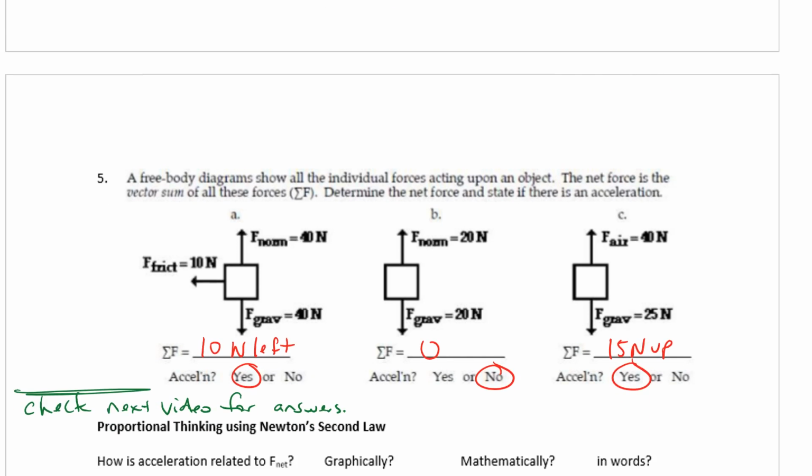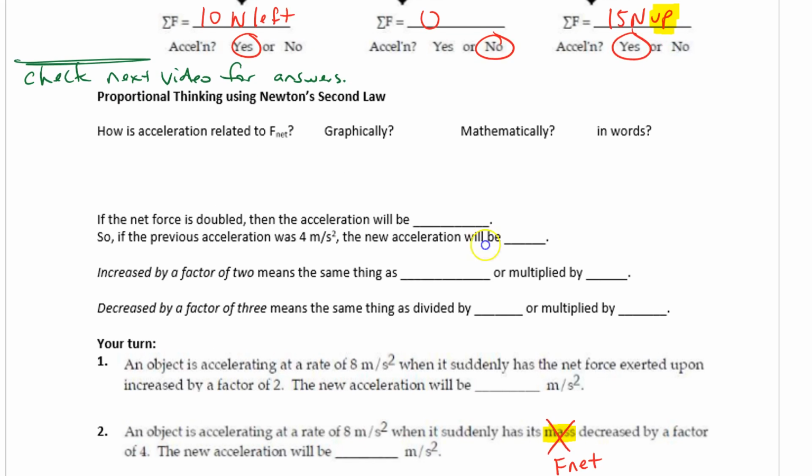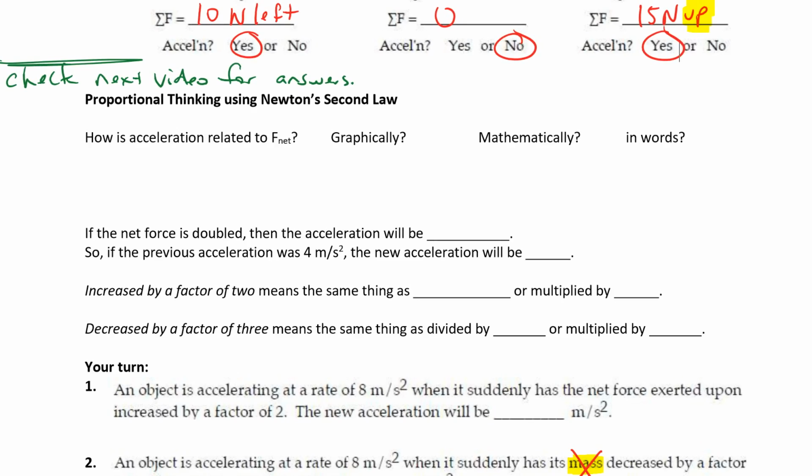Question number 5, here are my answers. 10 newtons left, 0, 15 newtons up. Acceleration: yes, no, yes. Good habit, actually, to include directions whenever you can, because force is a vector, it has direction. All right, so let's take a look at this last part about proportional thinking using Newton's second law.